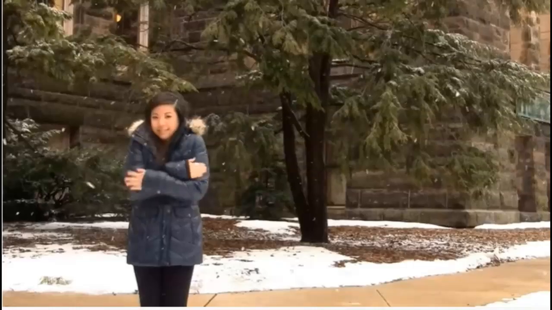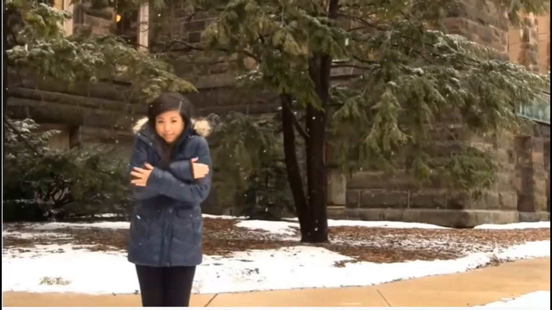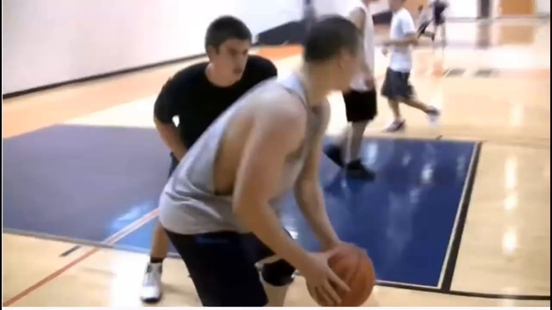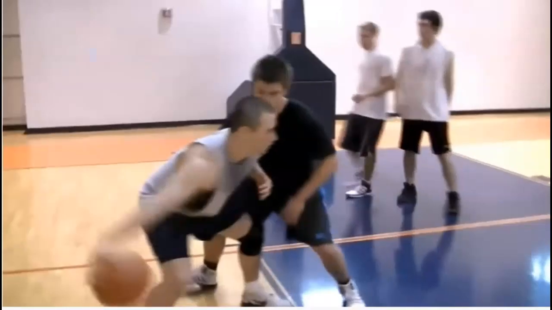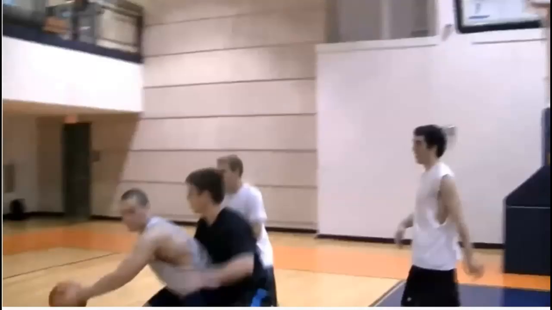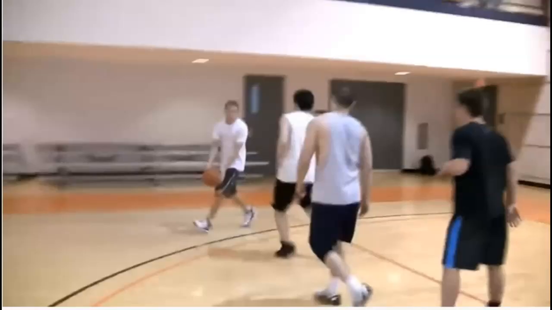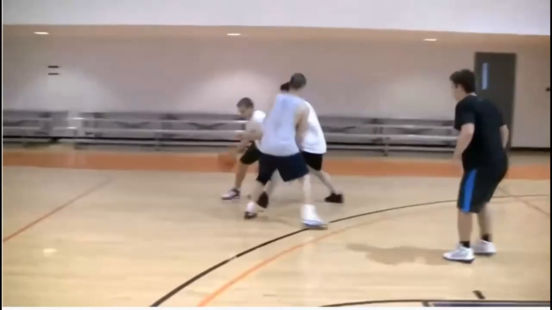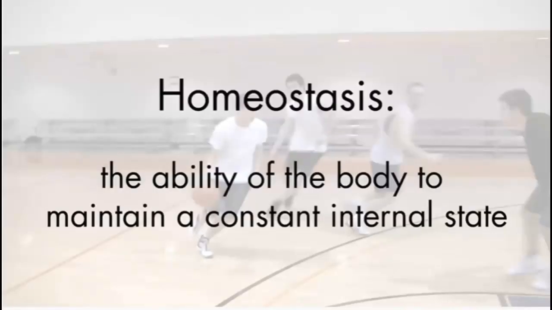Our body is always in flux. When we are cold, our body shivers. When we are hot, our body sweats. Our body engages in these activities to keep our internal temperature constant. This is an example of homeostasis. Homeostasis: the ability of the body to maintain a constant internal state.